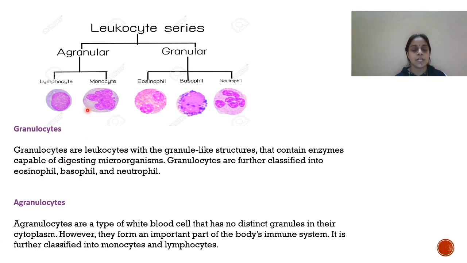Agranulocytes are again a type of WBC. They don't have distinct granules in their cytoplasm. You can see the difference over here. The cytoplasm here is very much granulated, while here there is no such granule-like appearance. Hence, they form an important part of the body's immune system. They are further classified into monocytes and lymphocytes.